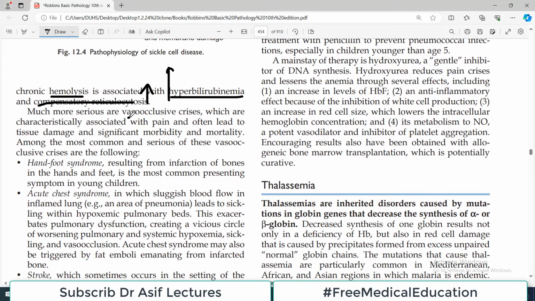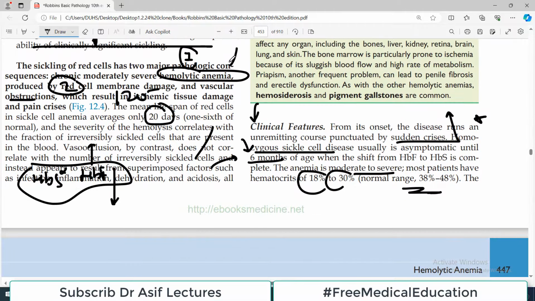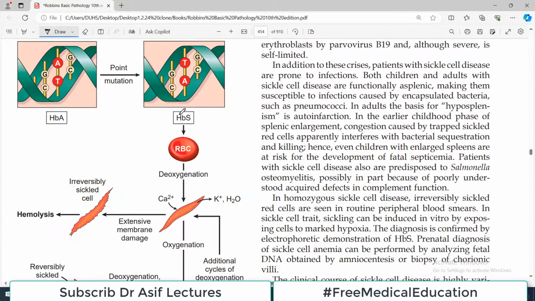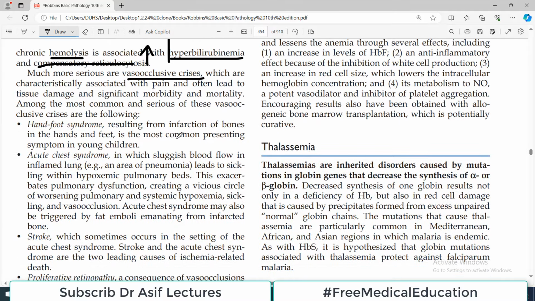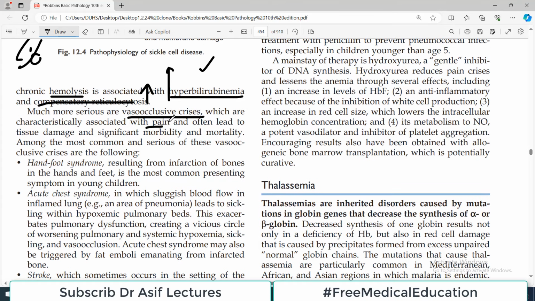Much more serious are vaso-occlusive crises. So one issue is anemia, hemolytic anemia. You have to remember two pathologies, I have already told you. One is the hemolytic anemia, and the other one is the occlusion of the vascular bed. If blood vessels occlude, clog, that's a big problem, and that can lead to pain in that area. Now imagine this is your leg area, a blood vessel clogged here, so there will be no blood supply there. There will be intense pain, and it can sometimes also lead to damage, even morbidity, mortality, depending upon which part's blood supply has stopped.